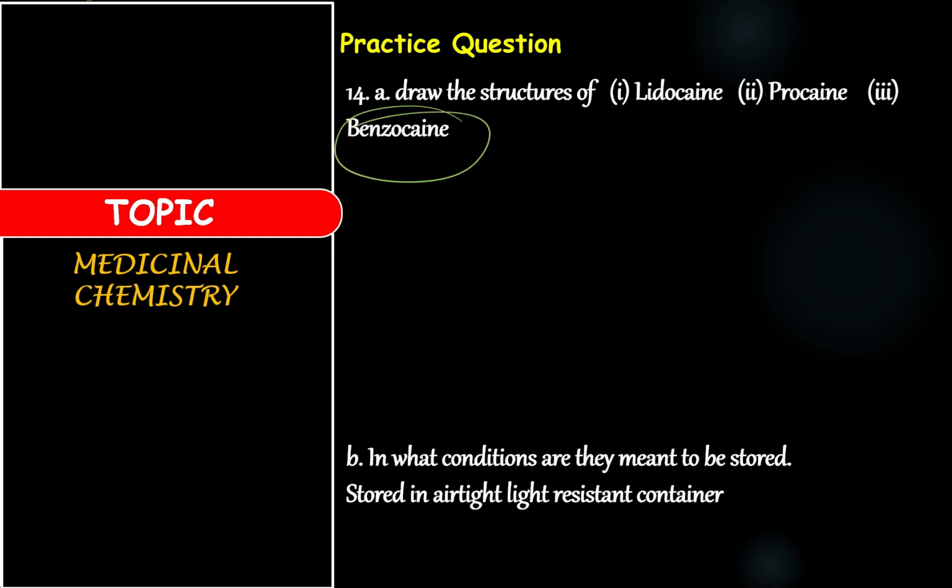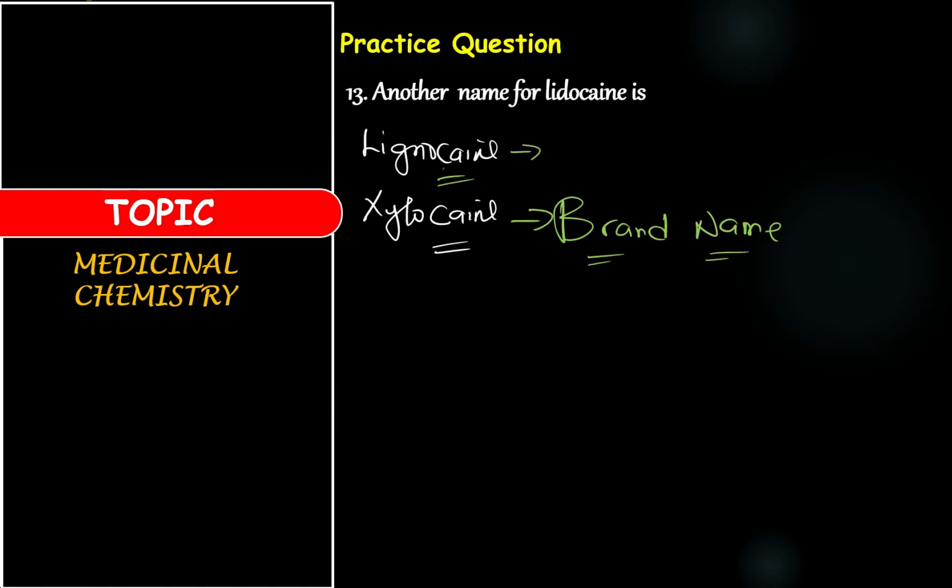Let us start with the third one, which is benzocaine. What is the structure of benzocaine? Benzocaine is the easiest, something like this: CO, and then you have C2H5, and then here you have NH2. That is the structure of benzocaine, which is also called ethyl 4-aminobenzoate. So you can also come here and say the name. That is benzocaine, not lignocaine.